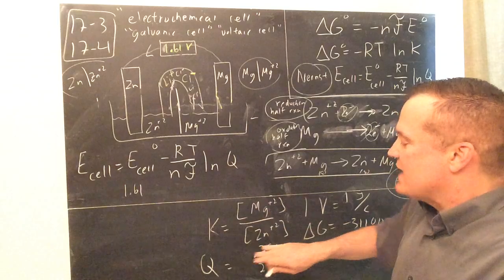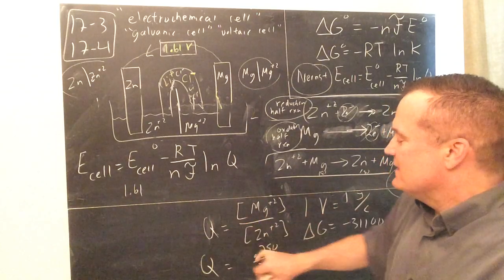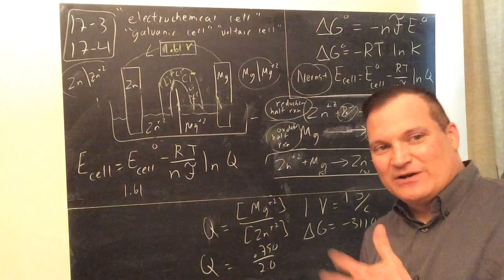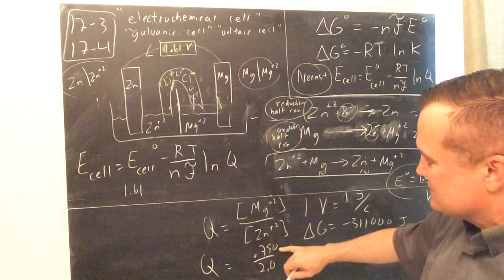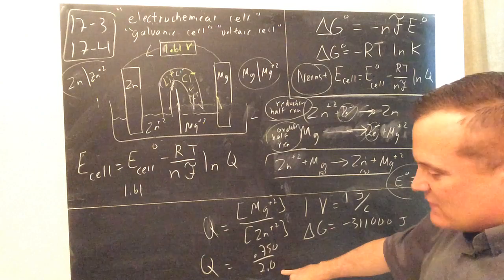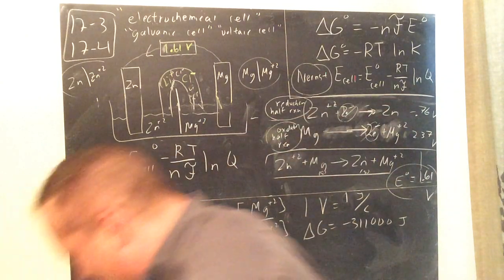So here's your K expression. Q is the same thing. You just plug in the numbers. Are you at equilibrium? Remember we talked about that. Well, you don't ever want to be at equilibrium in a cell because there'll be a 0 voltage at that point. But anyway, 0.750 over 2.0 is equal to 0.375.